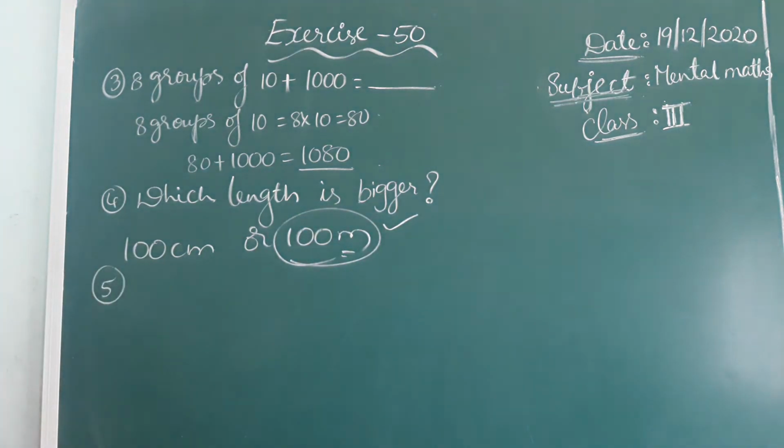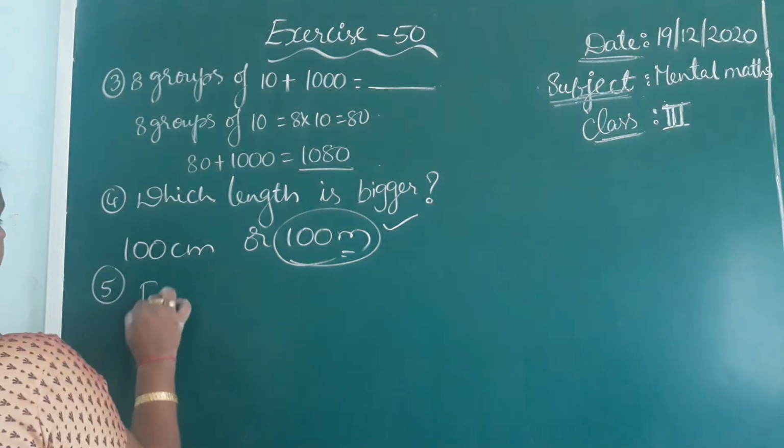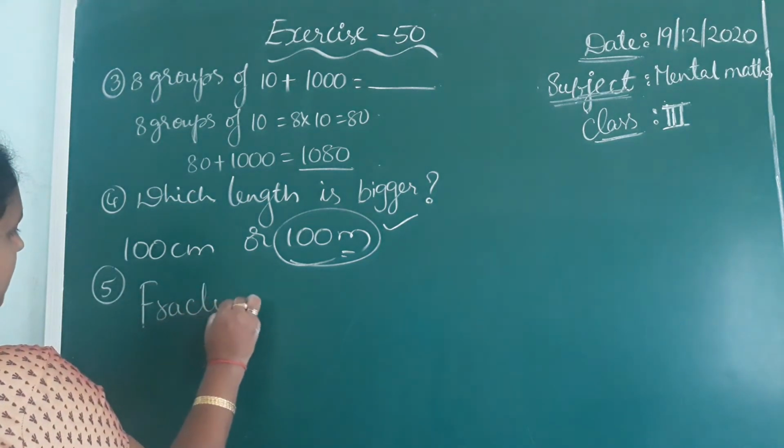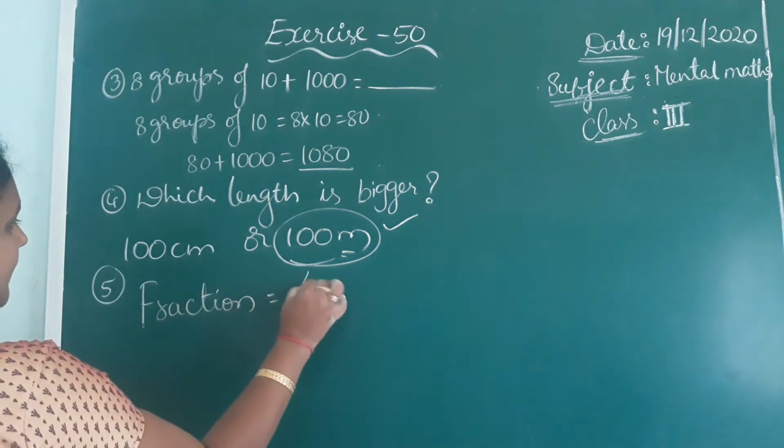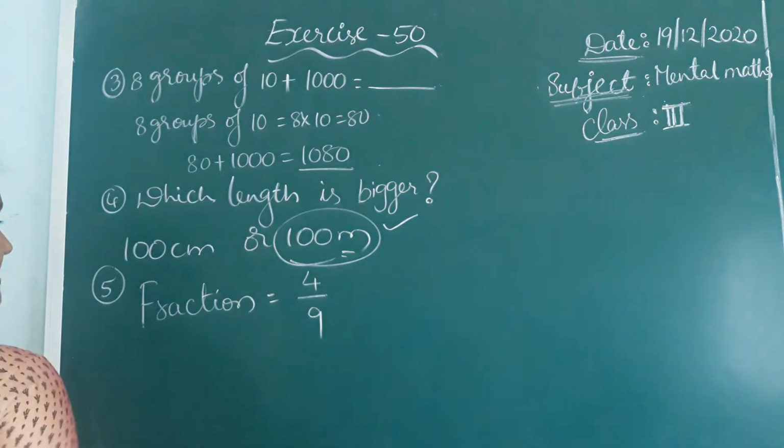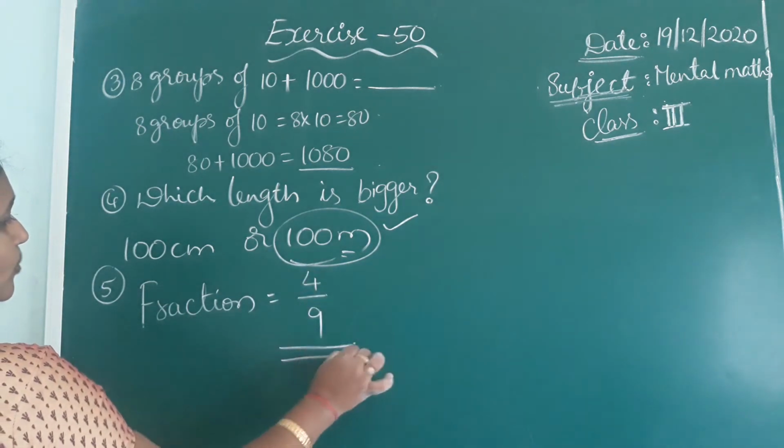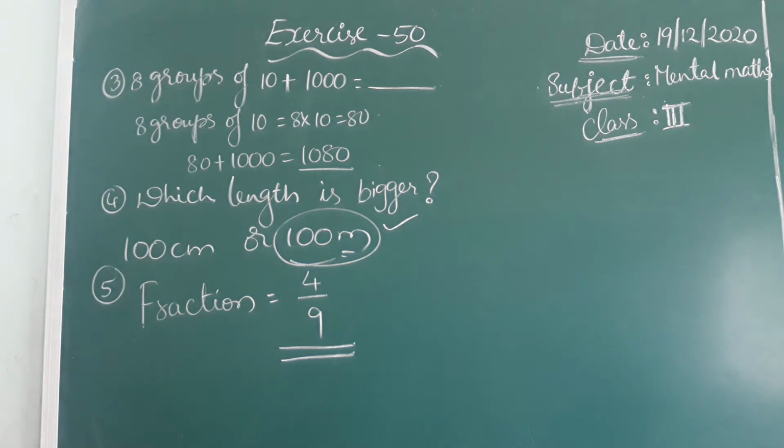See the fifth one. Write a fraction whose numerator is 4 and denominator is 9. They are asking us to write the fraction whose numerator is 4 and denominator is 9. So that fraction is 4 by 9. Okay, see the sixth one, Nana.